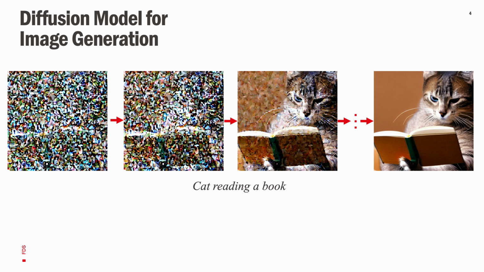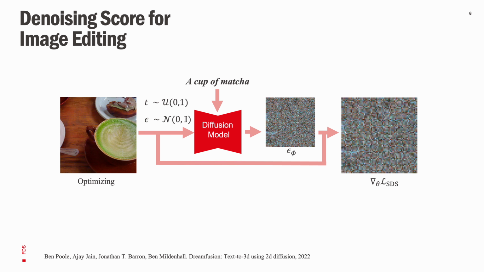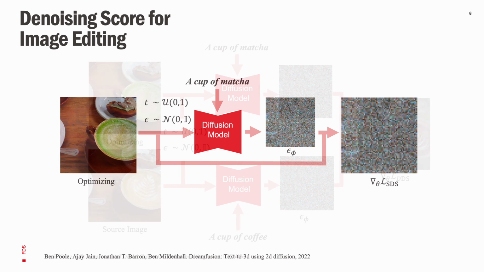Starting from pure noise, repeating this denoising process multiple times gives us a photorealistic image, such as a cat reading a book. Seeing its generative power, researchers try to distill a score from diffusion models called Denoising score. This method, score distillation sampling, originally proposed for 3D object generation, utilizes a diffusion model to provide a gradient direction towards the image distribution and optimize the image.